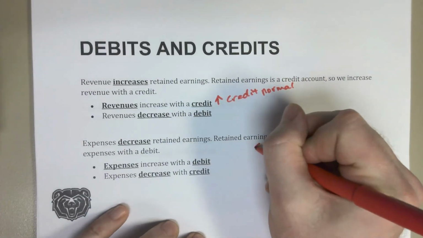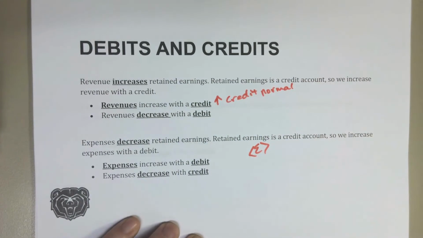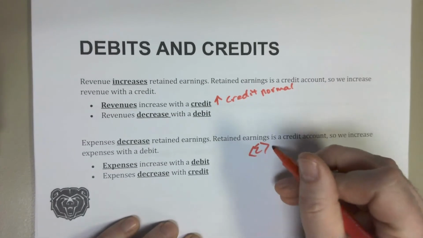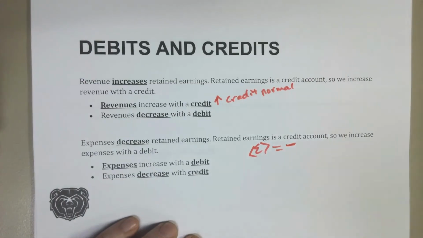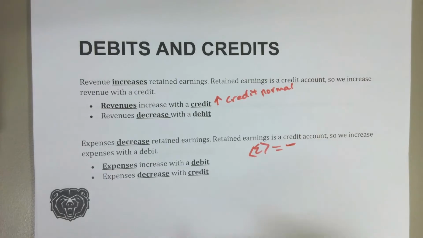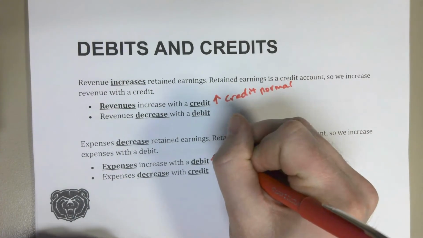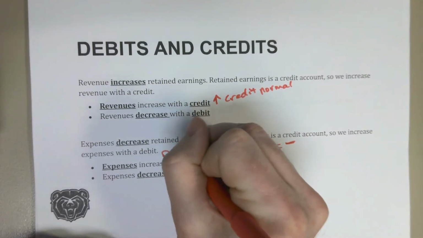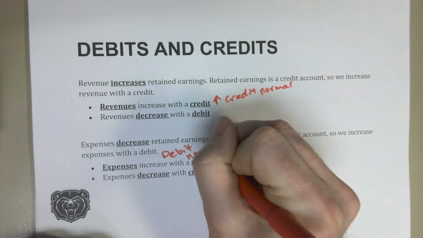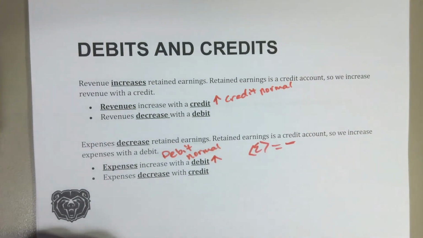Remember, I always say that I write expenses like that when I write out the accounting equation, because this means that they are negative, because they are decreasing our retained earnings. So if we increase retained earnings with a credit, we need to decrease it with a debit. And if expenses decrease retained earnings, they're going to be a debit. We increase expenses with a debit. Expenses are a debit normal account, meaning we decrease expenses with a credit.